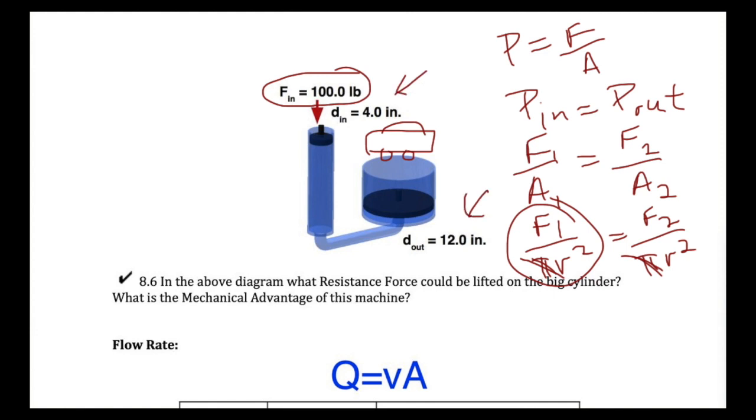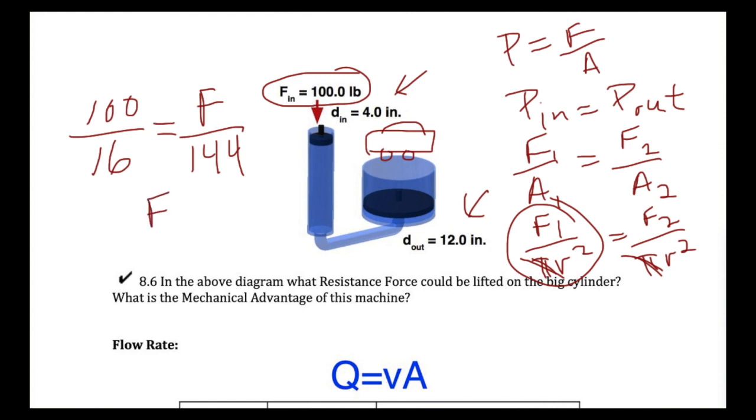But you don't have to. So this problem would be 100 over... I could take the radius squared, which would be 2 squared technically, or I can just square the 4, which will work also, 16. But you just got to make sure you do it on the other side. And then the output force over its radius squared or its diameter squared, 144. Okay, so I take 100 times 144, divide by 16, and I get an output force. I could lift 900 pounds. 900 pounds I could lift with this hydraulic lift.